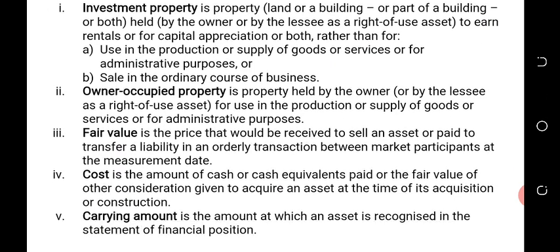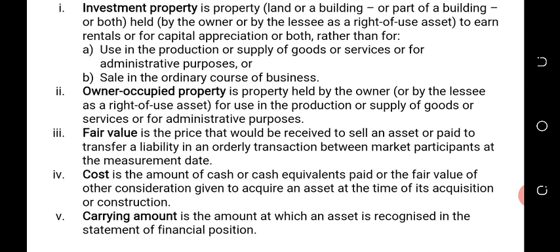Any property, either land or building, which is being held for sale in the ordinary course of business, is what? Inventory. It must be treated in line with IAS 2 inventory.